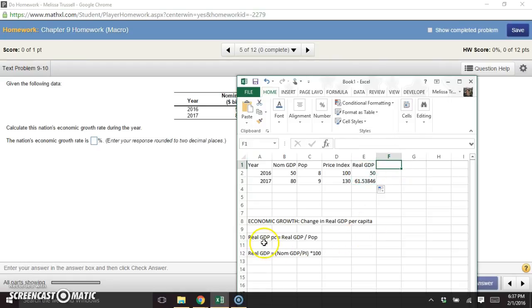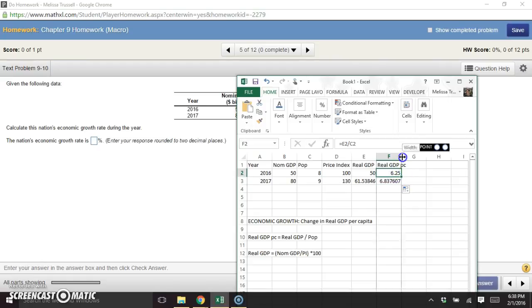But what I want is real GDP per capita. And anytime we say per capita, we basically mean per person. So we're going to take the real GDP divided by the population, or the number of people that we have. So I want real GDP per capita. PC, again, is just my abbreviation for per capita. I want to take my real GDP and divide that by my population. And I want to do that for both years as well. So I'll get Excel to copy that formula down.